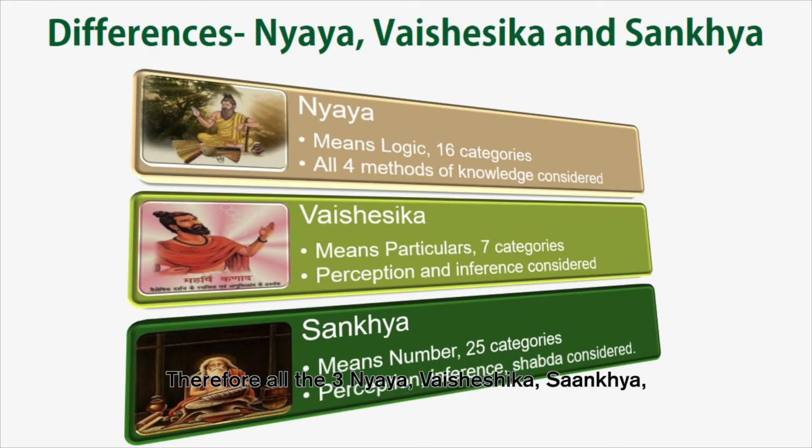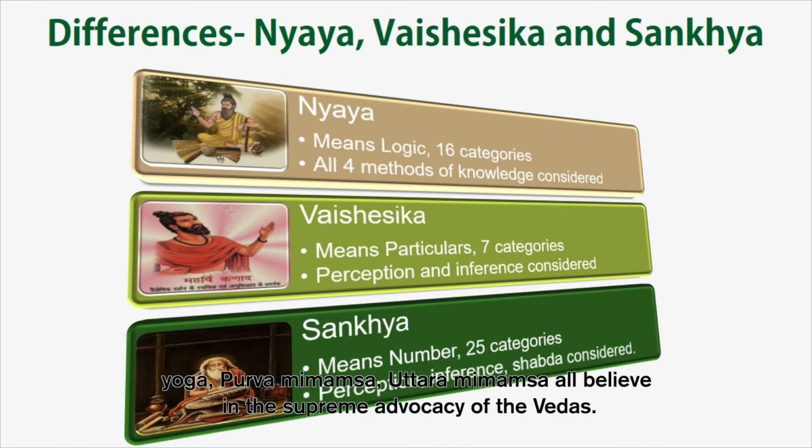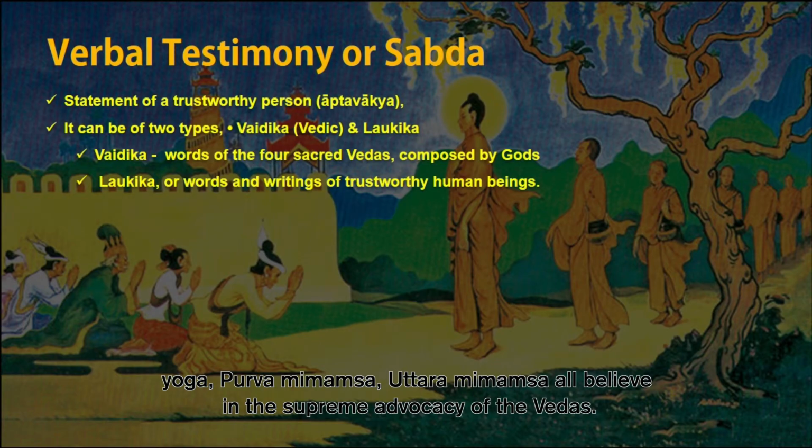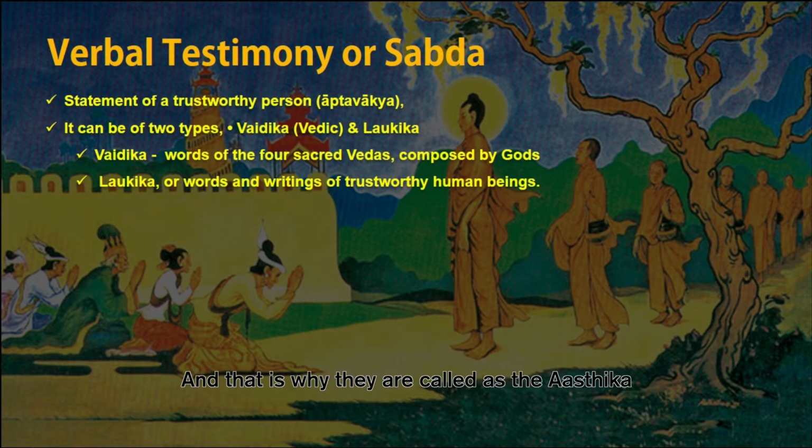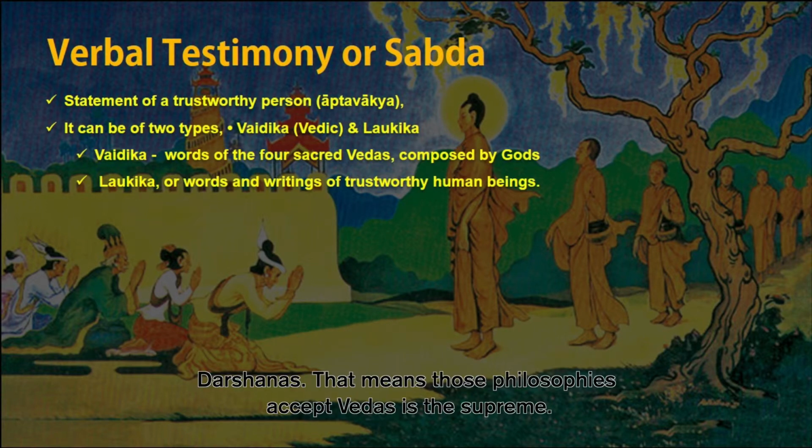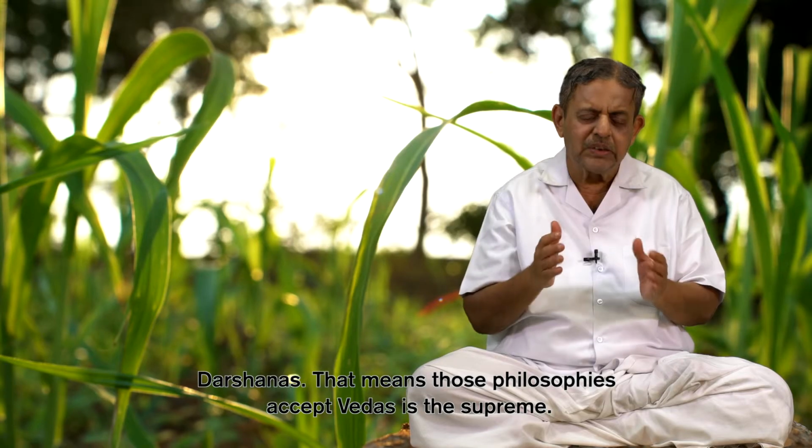Therefore, all of them, Nyaya, Vaisheshika, Sankhya, Yoga, Purvamimamsa, Uttaramimamsa, believe in the supreme authority of the Vedas. And that's why they are called the Astika Darshanas, that means those philosophies which accept the Vedas as supreme.